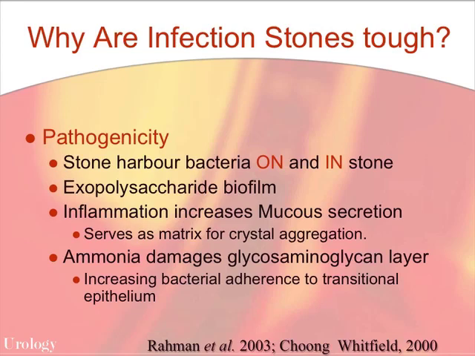Additionally, you get inflammation, which increases mucus secretion, and this serves as a matrix for further crystal aggregation and stone formation. Finally, the ammonia damages the glycosaminoglycan layer, which increases the bacterial adherence and transition into the actual urothelium, putting you at risk for infection.